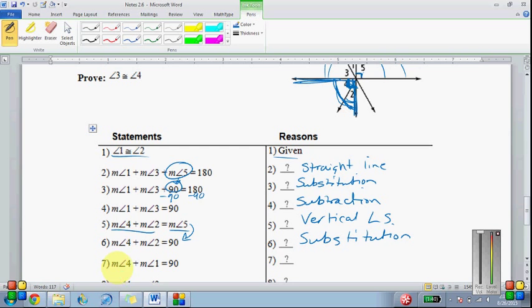Now I've got measure of angle 4 plus measure of angle 1 equals 90. So I changed 2 to 1. I can do that because up here we said angle 1 was congruent to angle 2. So that's more substitution.